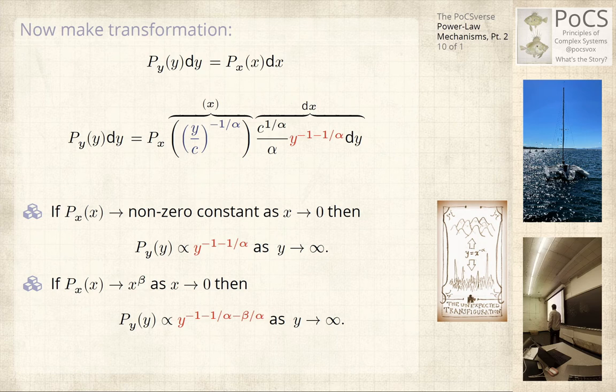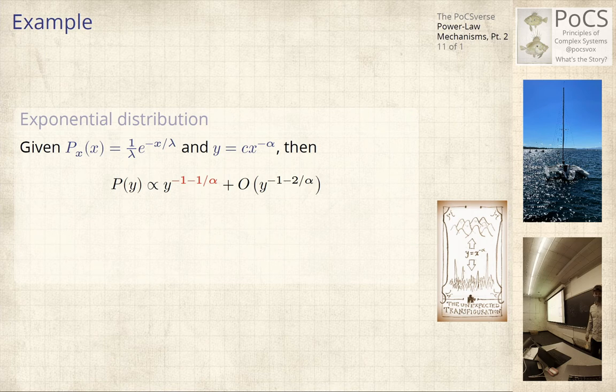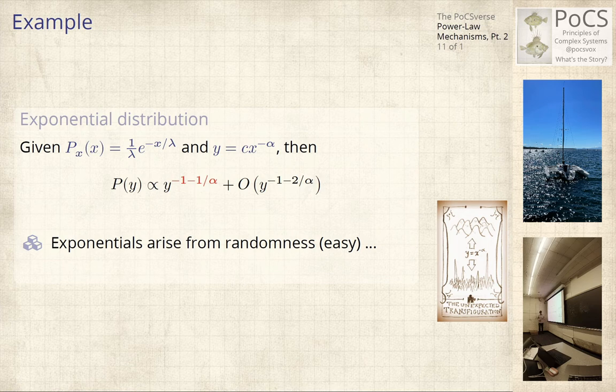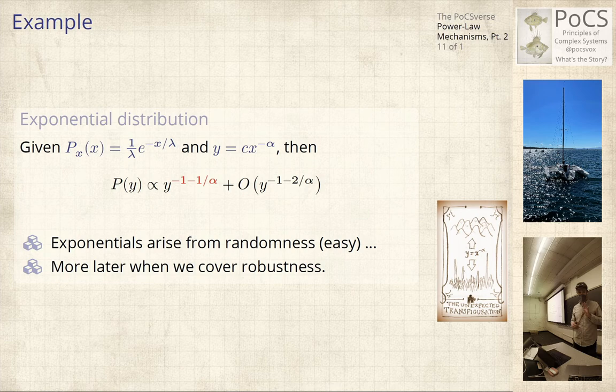And then this is the exponential distribution, for example. So it's well-behaved, obviously, as x goes towards zero. It's nothing special at all. It goes to one over lambda here, e to the zero. Then you get exactly this scaling. There's some corrections we don't have to worry about, but basically you get this. All right. Exponentials, for example, arise from randomness. Gaussians, the central limit theorem. These are benign distributions that arise very sensibly and commonly in the real world. So we're going to have more about that when we talk about robustness. That's the hot model.